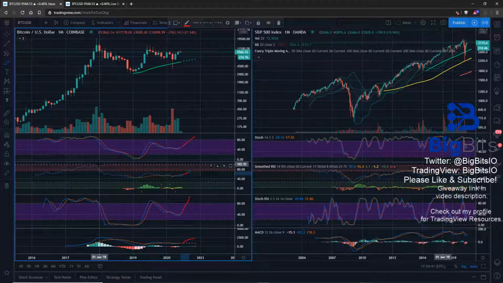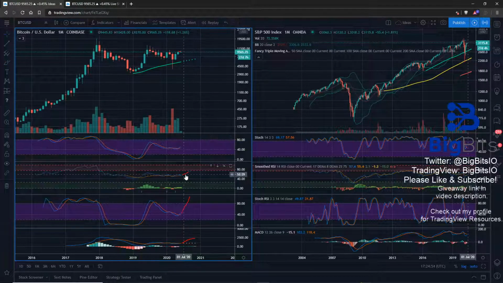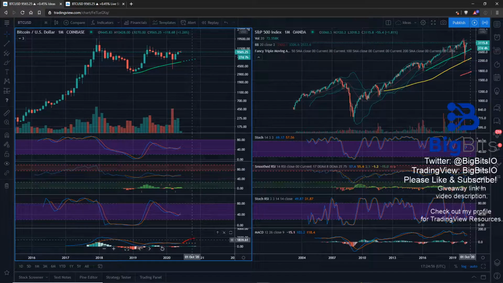Now, I don't really usually do monthly TA, but if you had done some of that earlier this year, you would have been really well off. Or last year, I should say. Take those off my chart.